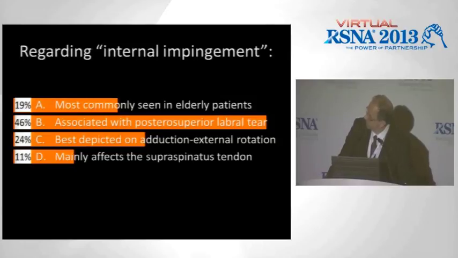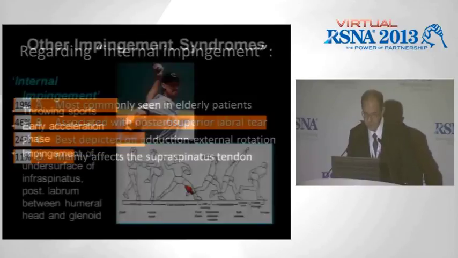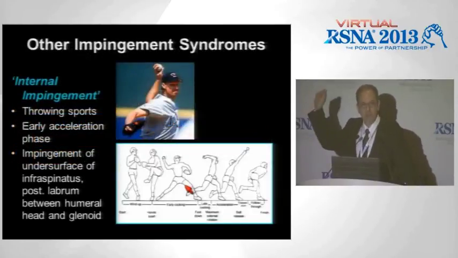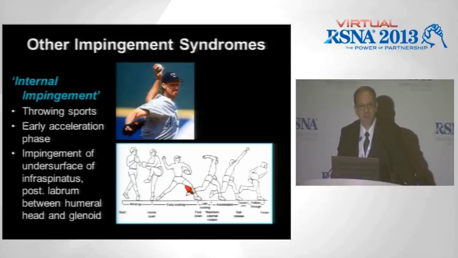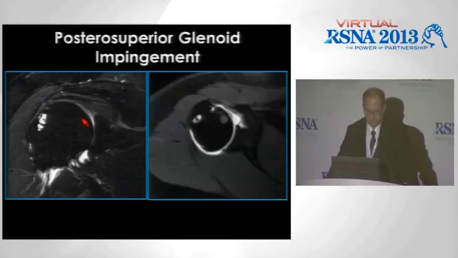Okay, so most people got this right, associated with posterior superior labral tear. It's actually seen not in elderly patients, but usually in athletes, usually people that throw. Overhead throwing activities can result in impaction of the posterior superior aspect of the humeral head on the posterior superior glenoid, leading to injury to both of those structures.